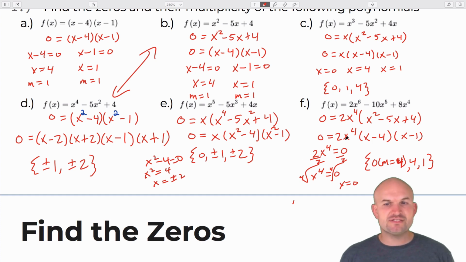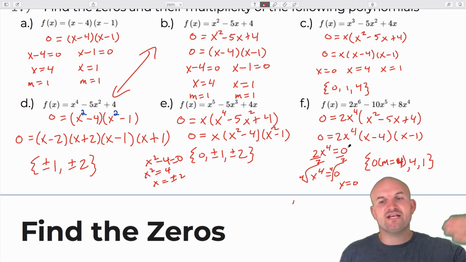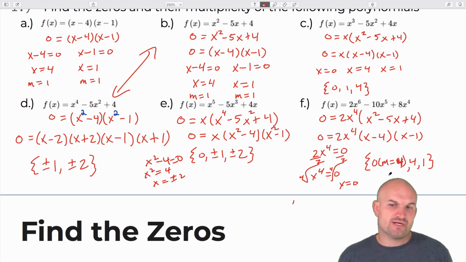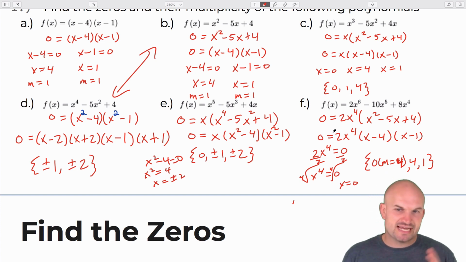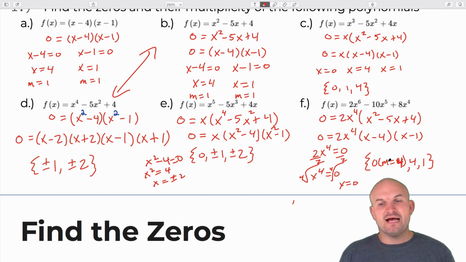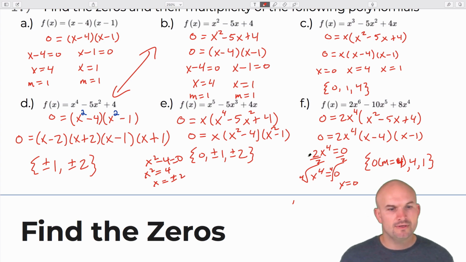The issue, though, that comes with this one is people see this 2x to the 4th, and again, they want to attribute 2 to be a 0, which is not a 0. It's a scalar. And again, if you were to solve for x using inverse operations, you divide by 2 on both sides. You get x to the 4th equals 0. Then you take the 4th root on both sides, and you get x is equal to 0. However, it has a multiplicity of 4, and that's where that comes into play. So it's very important to understand the difference between a factor and a scalar. And then also, since this is in set notation, I'm going to put the multiplicity of 0. Since it's not 1, I'm going to write that in separately.